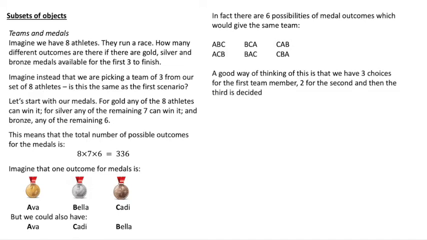So a good way of thinking of this is that from those 3 people, Ava, Bella and Caddy, we've got 3 choices for the first team member, 2 for the second, and then the third is decided for us. And if we look at it on a sort of tree diagram type of thing, then we have 3 choices for the first one. That would be the orange choice, and then we've got 2 choices. Having chosen an orange, then we have the silver choices, and once we've chosen the second one, we've only got 1 choice, and so that gives us our 6 possible outcomes.